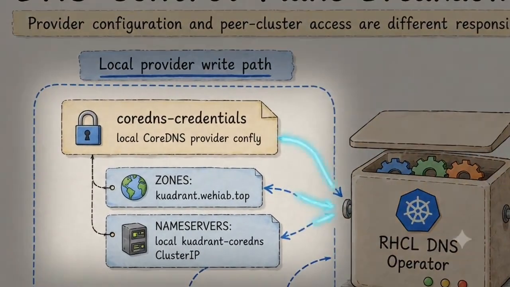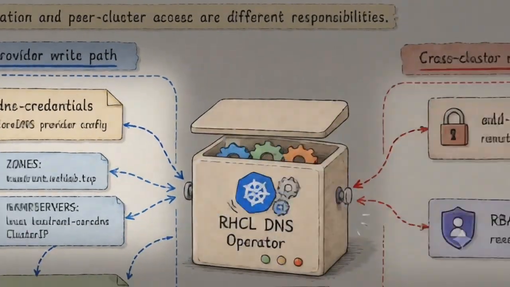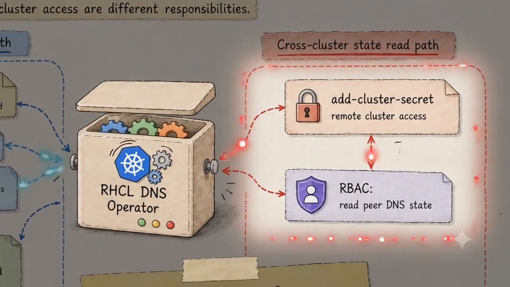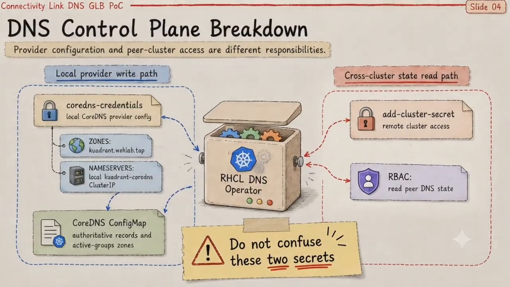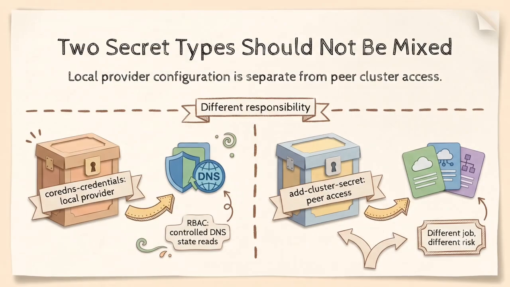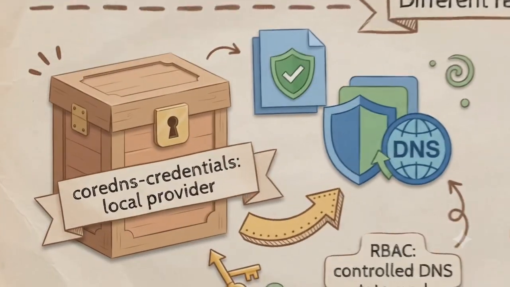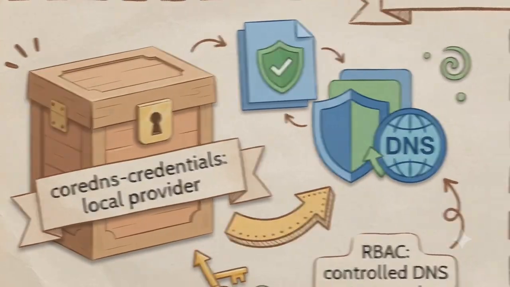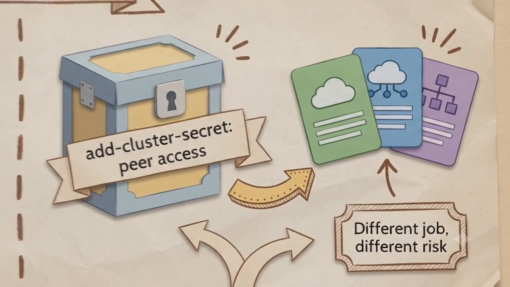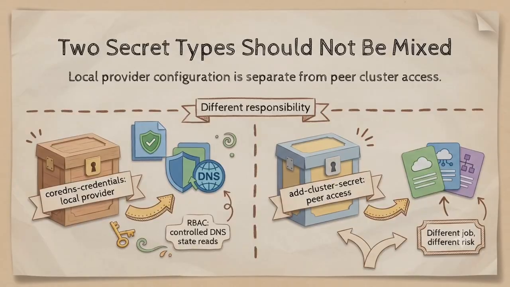On the left, the write path handles local configurations. On the right, the read path acts on remote cluster states. Be careful not to confuse these 2 secrets. They have very different responsibilities. 2 secret types should not be mixed. Local configuration is separate from peer cluster access. They have different jobs and different risks.